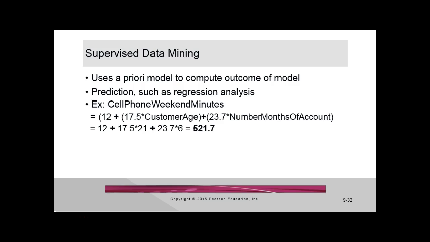Well, we can do what's called a regression analysis. We can say, okay, here's what people earn, here's how much they spend on appliances. Is there a relationship? And we can develop a model for that. So that is called supervised data mining, because we give a model and we see if there's data to support that. So this is cell phone weekend minutes is equal to, this is a regression analysis, 12 plus 17.5 times the customer's age, plus 23.7 times the number of months the account has been used. So we can use this now to predict how many cell phone minutes a customer is going to use in the weekend. That is called supervised data mining.